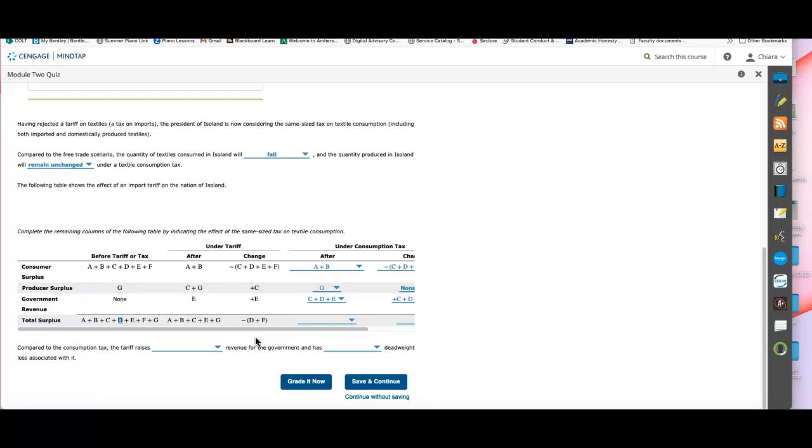What is the loss by imposing the consumption tax? So comparing the tariff versus the tax. We had A, B, C, D, E, F, G. So we still have A, B, C, D, E, but we don't have F anymore. So this is going to be the change. First, we're going to do the total minus the F. A, B, C, D, E, G. And the change is going to be the F.